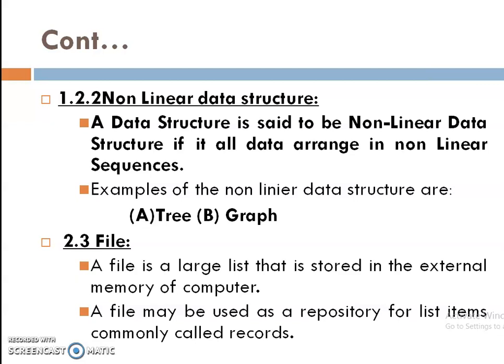Now, the last non-primitive data structure is file. A file is a large list that is stored in the external memory of a computer. A file may be used as a repository for list items, commonly called records.